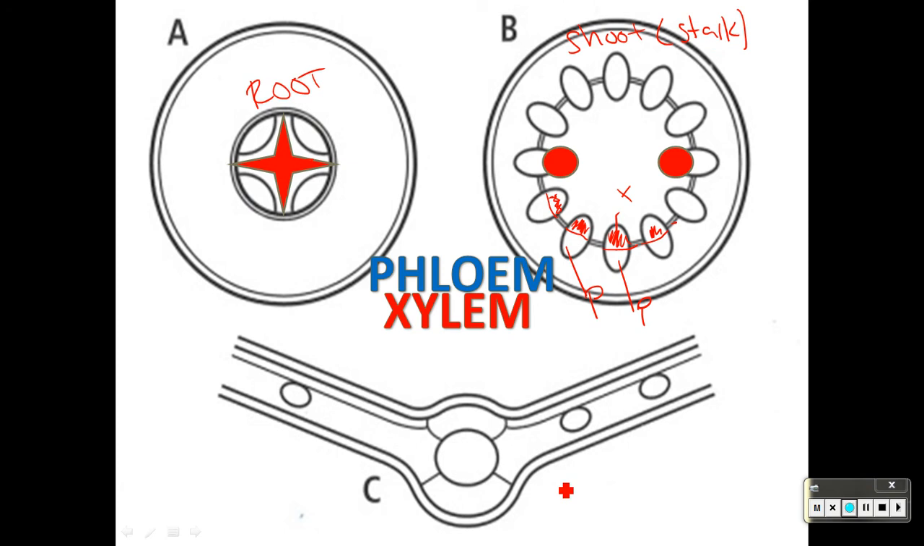And this is inside the leaf. The xylem is on the top, and the phloem is on the bottom. Okay?